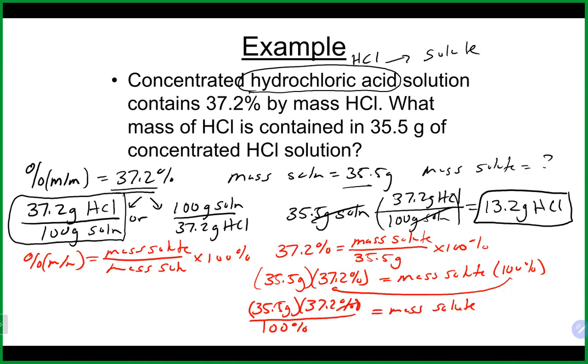The percentages would cancel, leaves you with grams, and you end up with the exact same thing you did there because it's really the same math. You're multiplying 35 times 37 and dividing it by 100, which is the same thing you did up there. So you could do it either way. You could plug it into the equation, or you could solve it more like a dimensional analysis problem with conversion factors. They both come out really the same way. Any questions on any of that there?